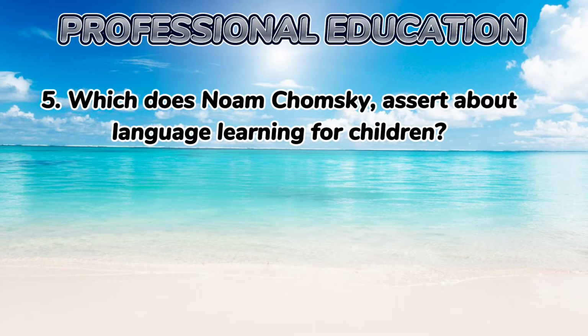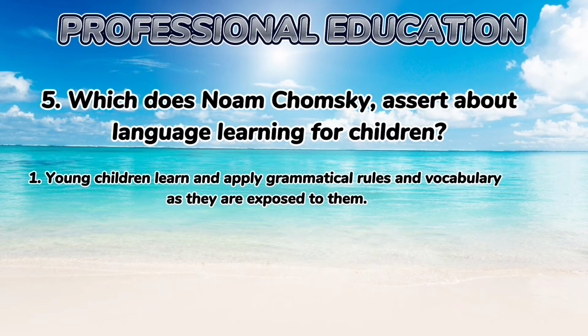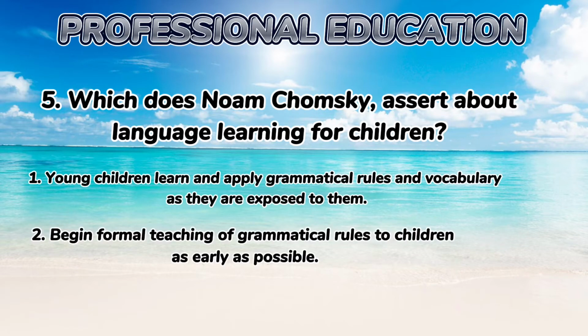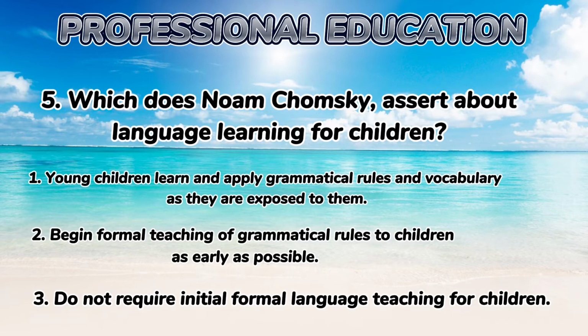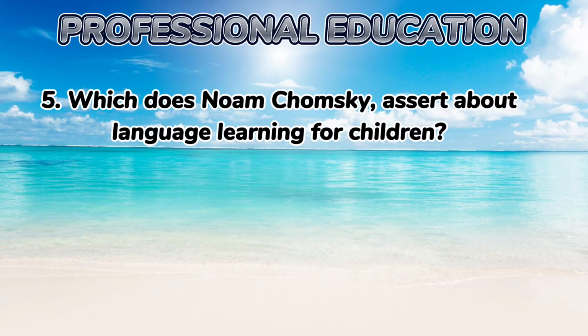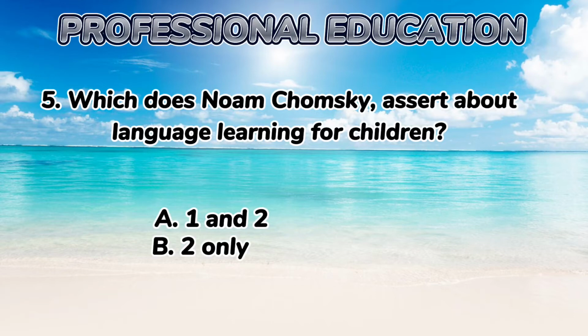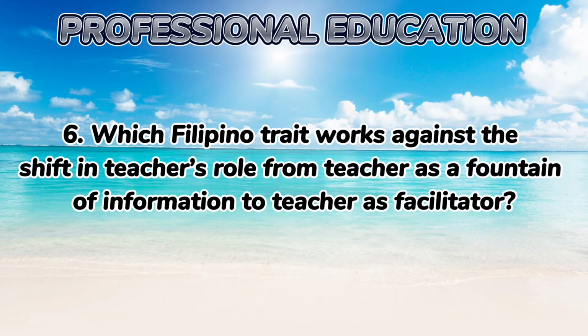Question number 5. Which does Noam Chomsky assert about language learning for children? 1. Young children learn and apply grammatical rules and vocabulary as they are exposed to them. 2. Begin formal teaching of grammatical rules to children as early as possible. 3. Do not require initial formal language teaching for children. Choices are: A. 1 and 2. B. 2 only. C. 1 only. D. 1 and 2.